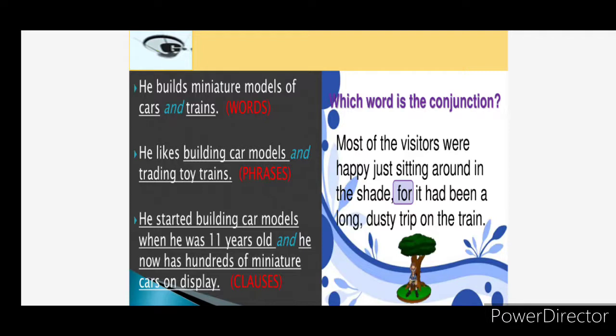Most of the visitors were happy just sitting around in the shade, for it had been a long, dusty trip on the train. So here we have for as a conjunction. So we all can see how subordinating conjunctions and coordinating conjunctions can be identified in a sentence. For that, you need to understand the conjunctions well. You need to understand the difference between the two, coordinating and subordinating conjunctions.